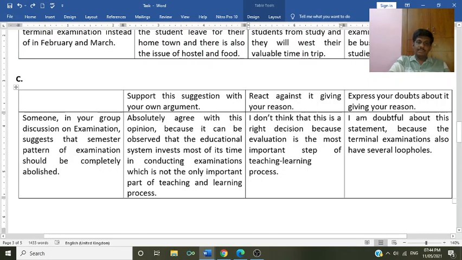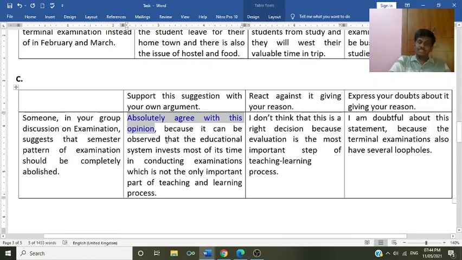in conducting examinations, which is not the only important part of the teaching and learning process. See, absolutely agree with this opinion. This is the common language expression that we can use to support the suggestion. Absolutely agree with this opinion, because it can be observed that the educational system invests most of its time in conducting examinations, which is not the only important part of a teaching and learning process.